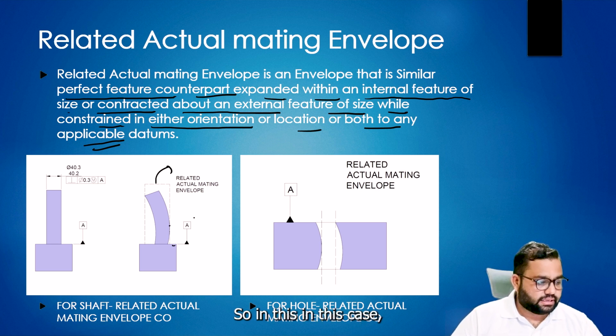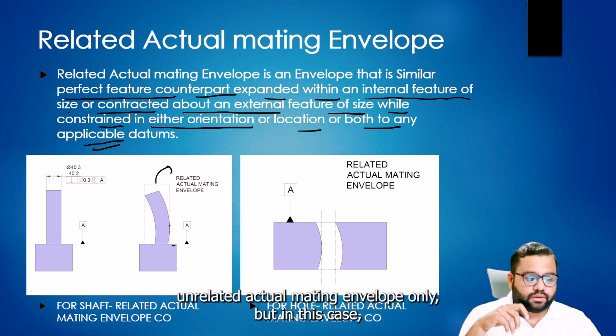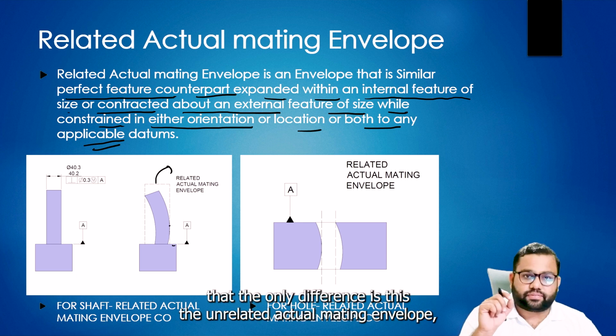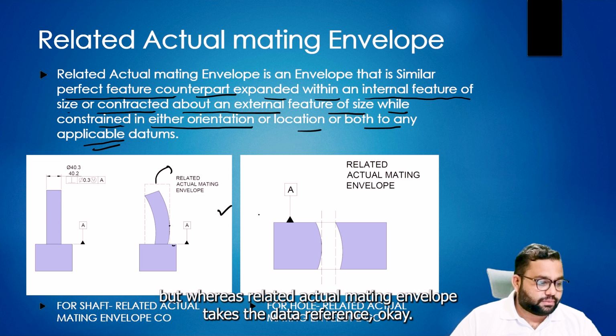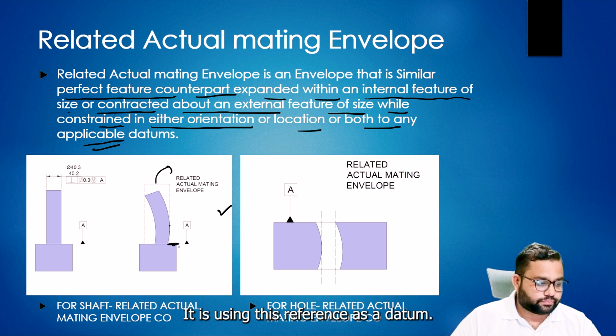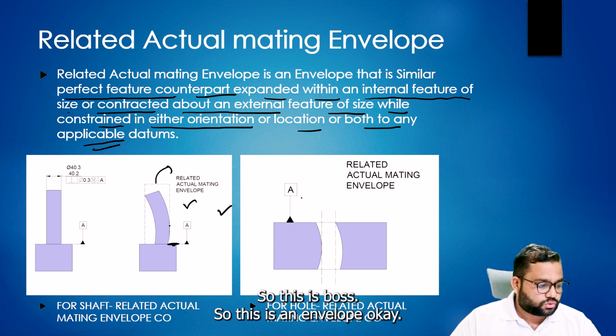If you want to understand this concept, it is very similar to the unrelated actual mating envelope. The only difference is that the unrelated actual mating envelope does not take any reference as a datum, whereas the related actual mating envelope takes the datum reference. Here we have an example of a part like a boss. So this is a boss, and this is an envelope.